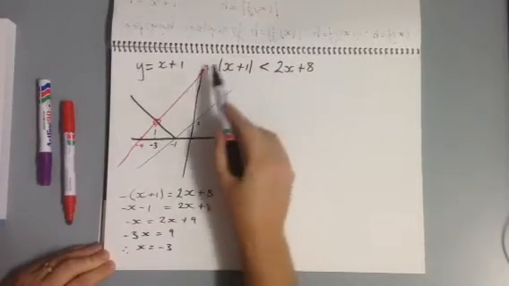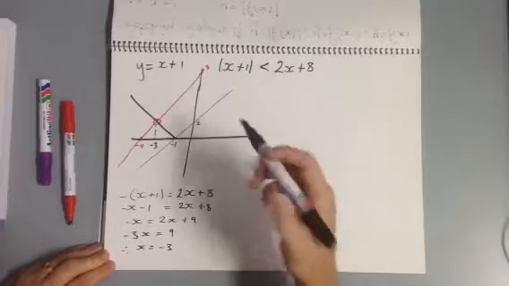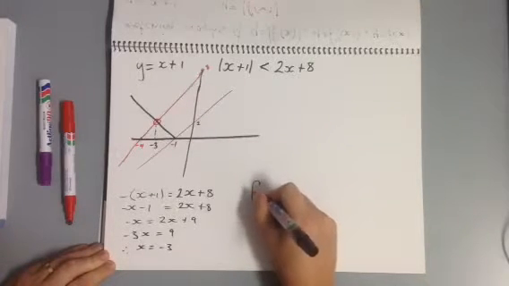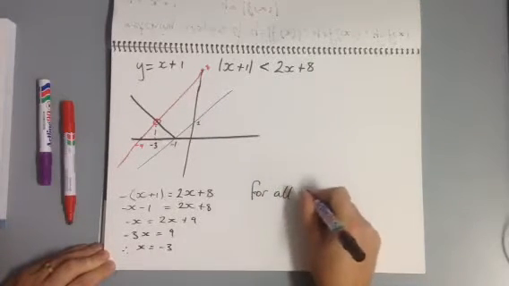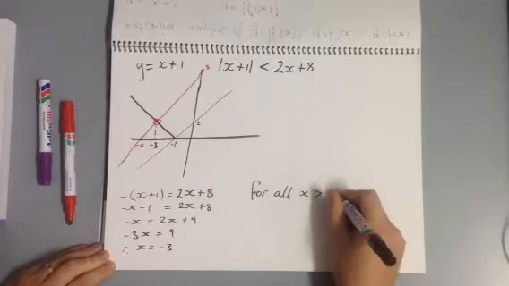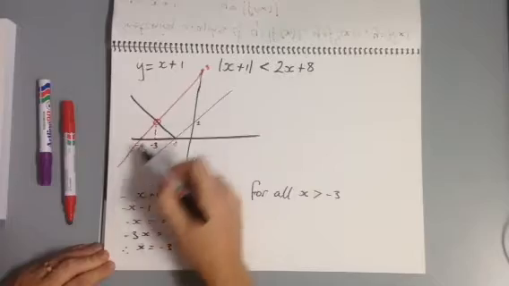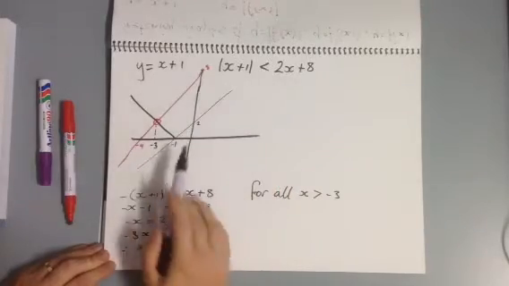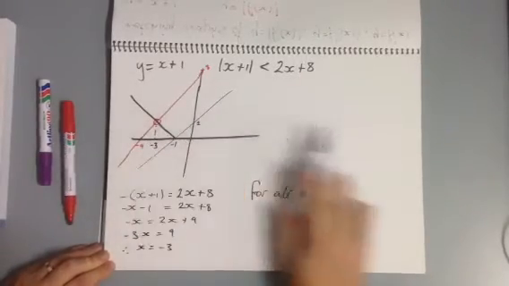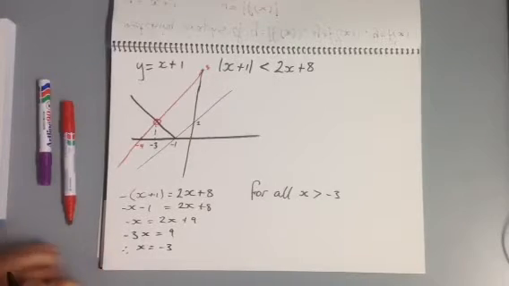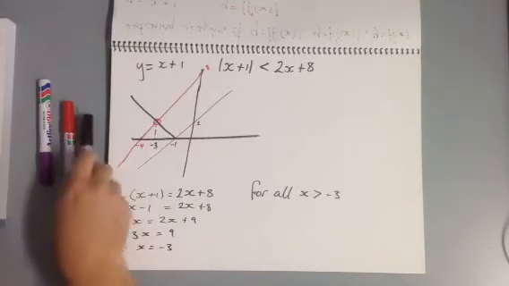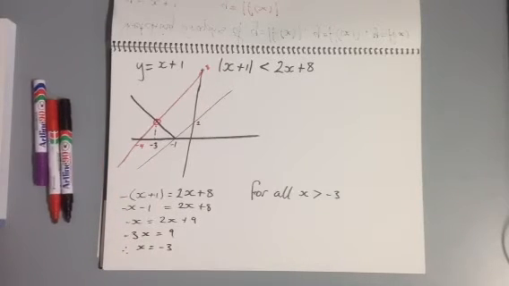Therefore, this is going to be true for all x greater than negative 3. You can see that 2x plus 8 is larger than the modulus of x plus 1 whenever we're bigger than negative 3. That's our critical point. So that's all we've got for this section. It wasn't too long. So hopefully that helps you to sketch some of our functions.